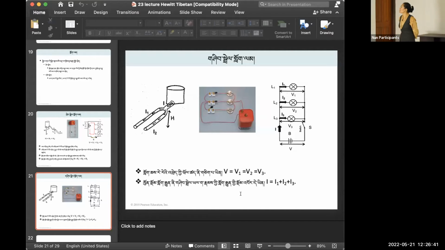Yes. On this one, you can have three different currents because some electrons will go through here, some will go through here, and some will go through here. So you don't have the exact same current throughout the whole system.